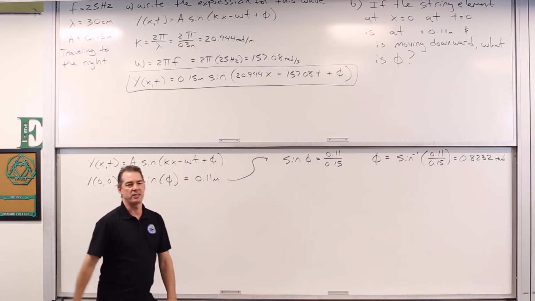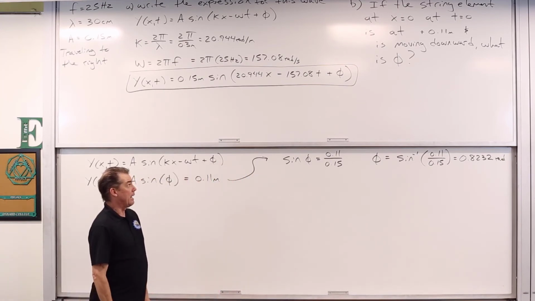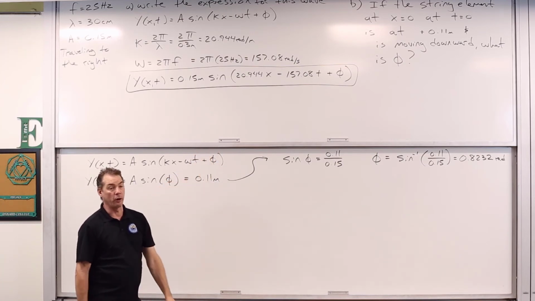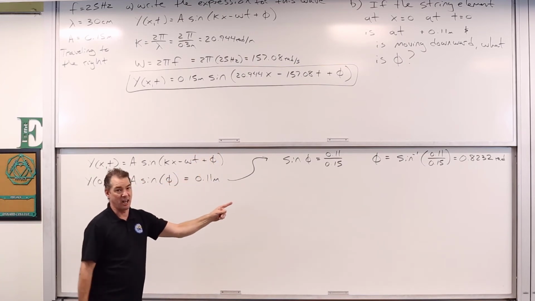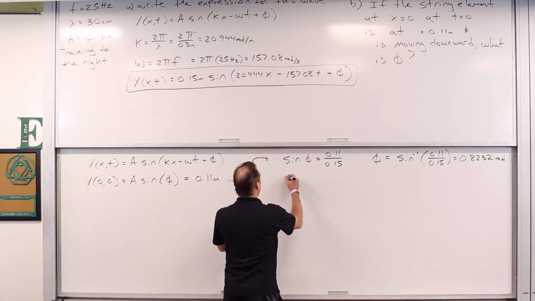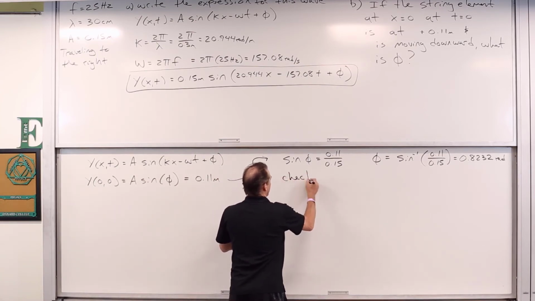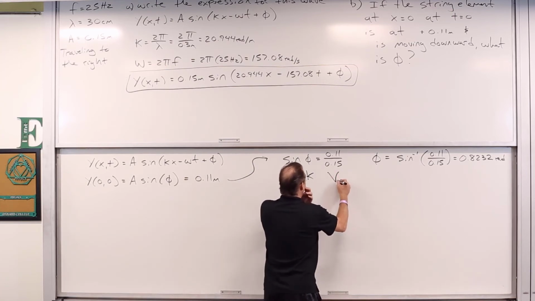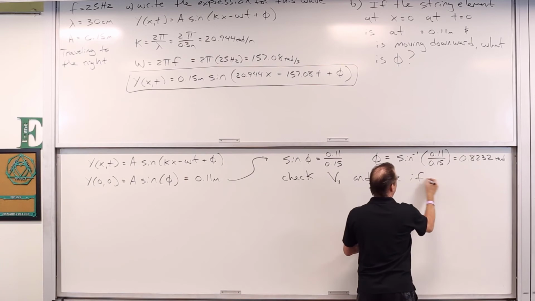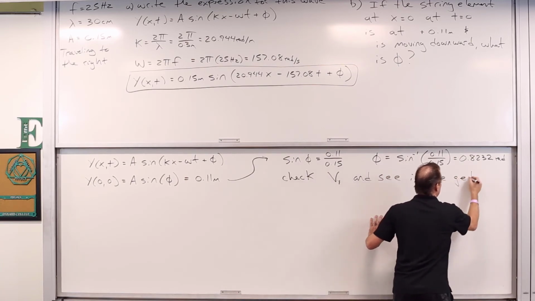Is that really the phase constant? Well, that's where that second piece of information comes in. It's moving downward. For this to be the right phase constant, it has to have a negative velocity. So we have to check v sub y and see if we get the correct sign.